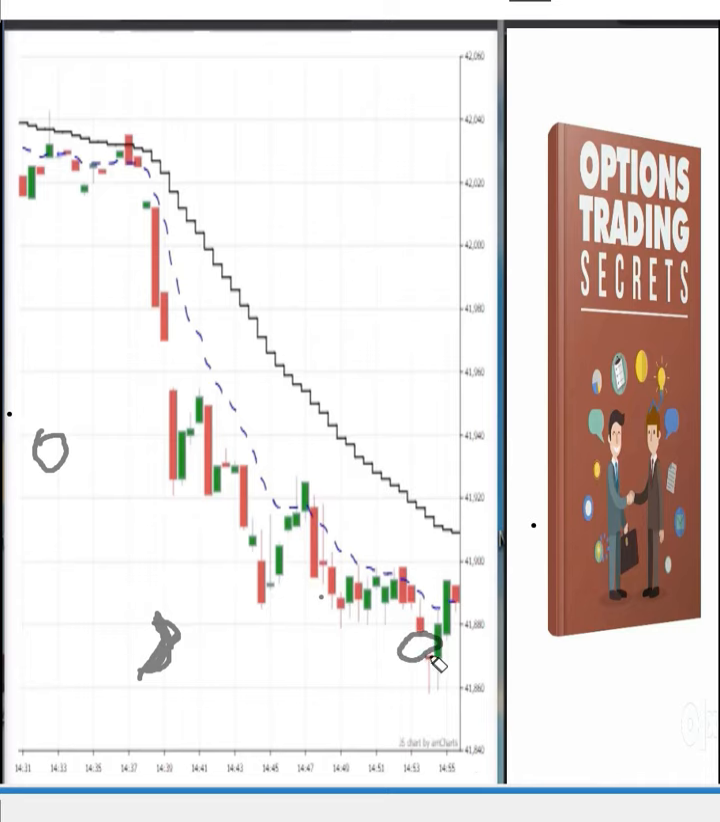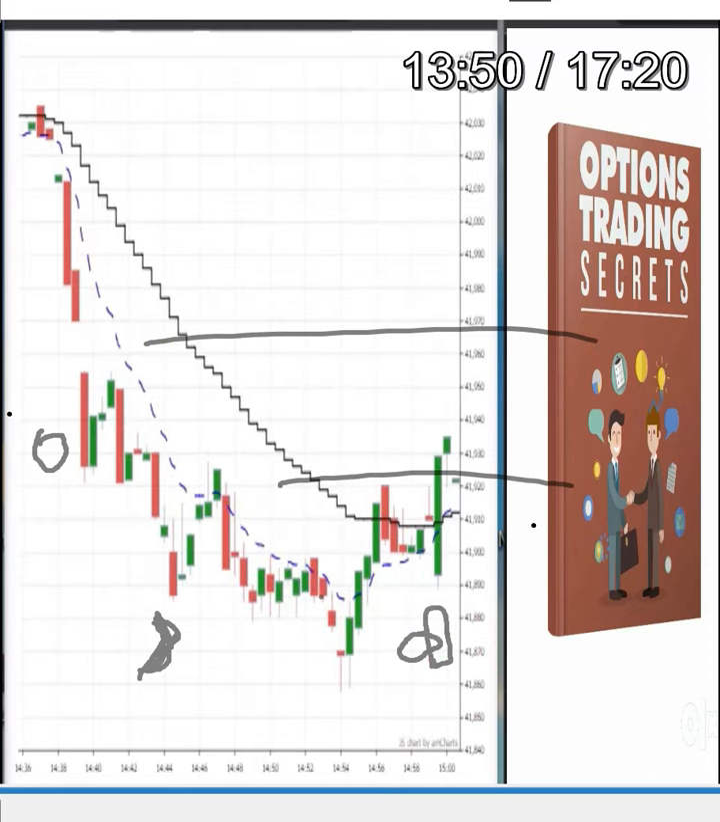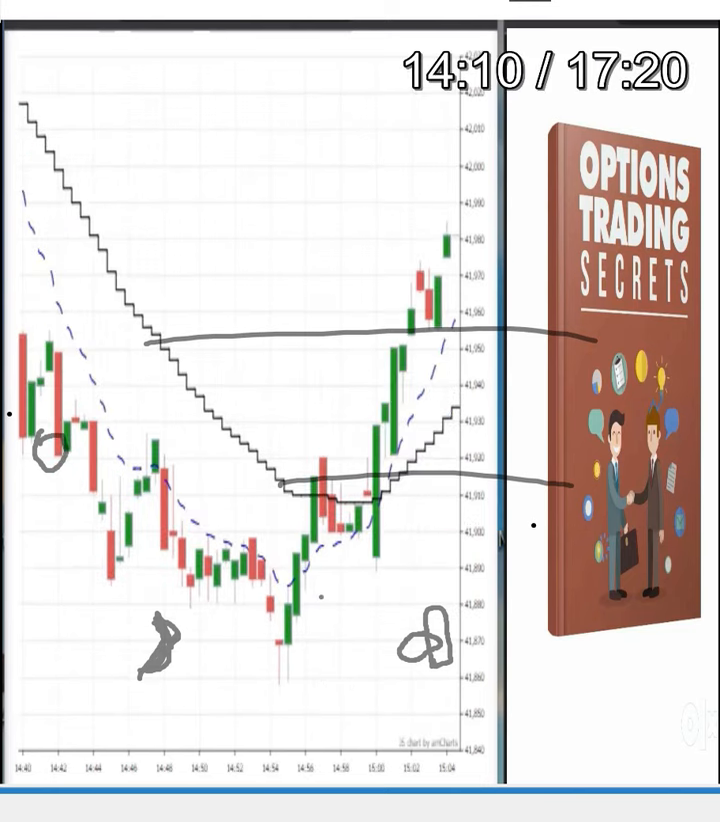Can you see the gap here? This gap is filled with a green candle. So what is my target? This is my T1 and this is my T2. Okay, let's see what's happening. Today market is around 255. My T1 is achieved, my T2 is also achieved.